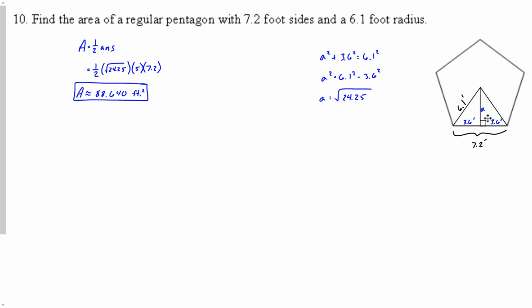When you find this apothem using the Pythagorean theorem, leave the apothem as the square root of 24.25 instead of rounding it. Plug that whole thing into your formula so that when you round to the nearest thousandth, you get 88.640 square feet.